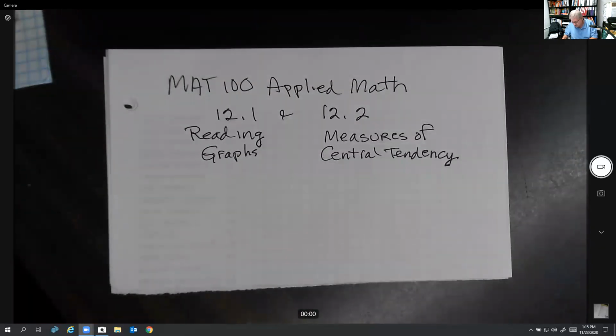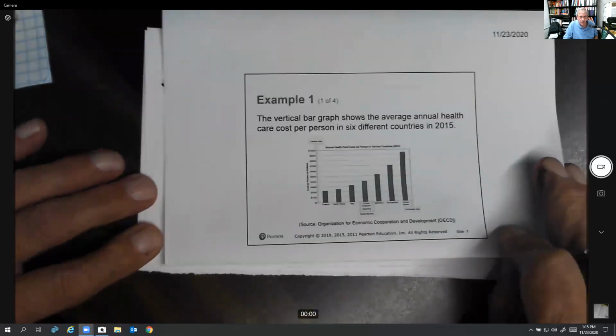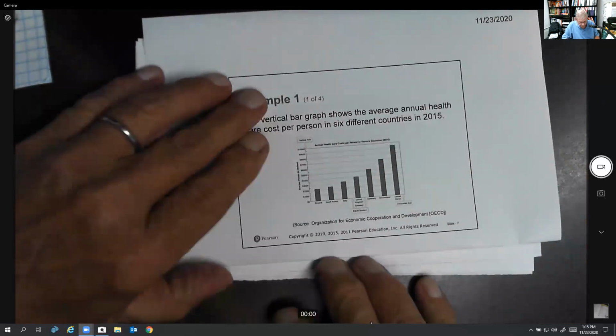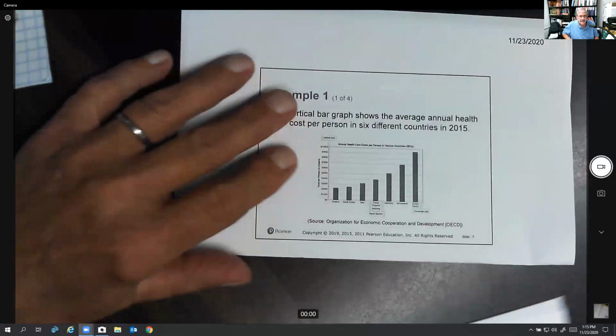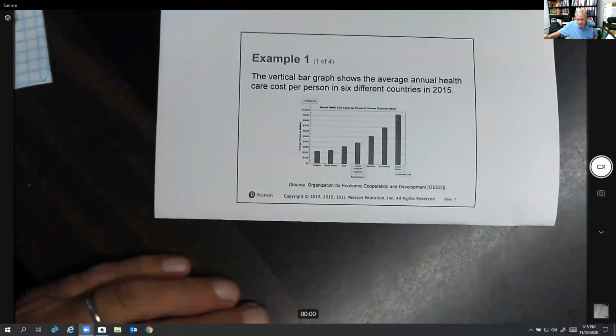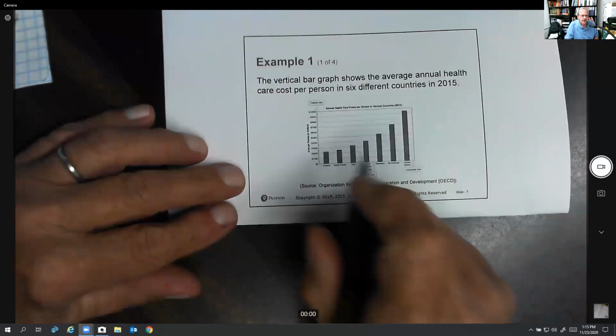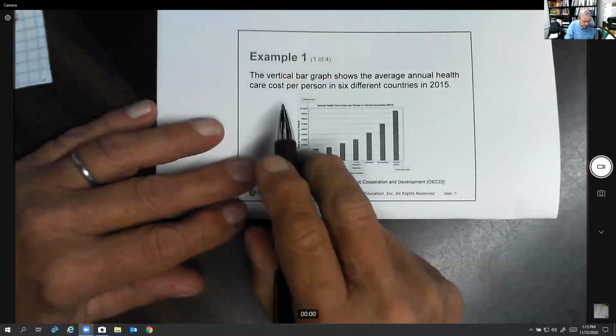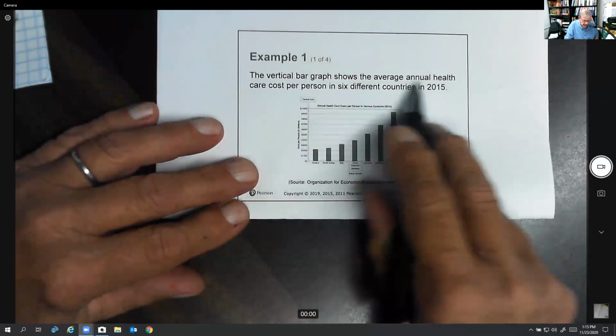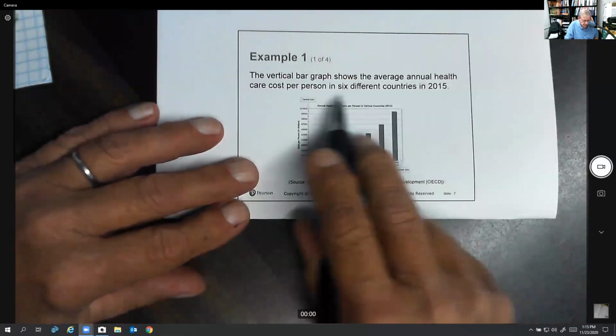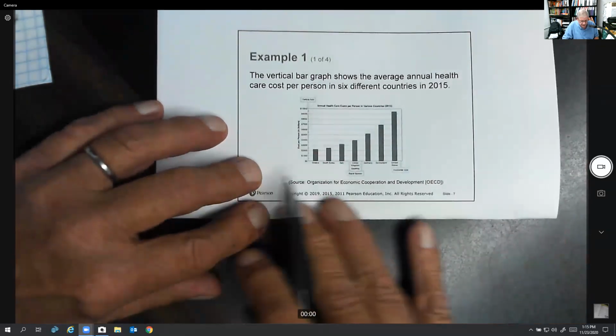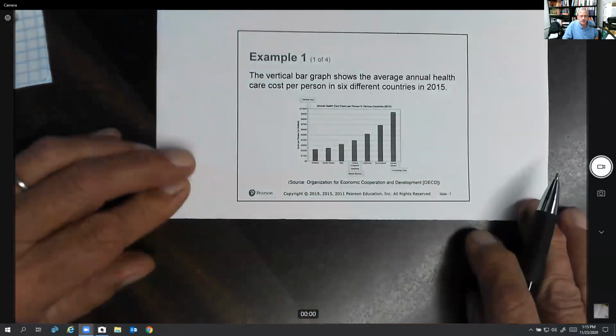Let me fold this over just a little bit. Let's look at this first example. This is the example in your book. Just kind of wrote it down here. In this example, what we're going to do is look at a vertical bar graph. It shows the average annual health care cost per person in 6 different countries. So if I can make this a little bit bigger, I'll try our best.